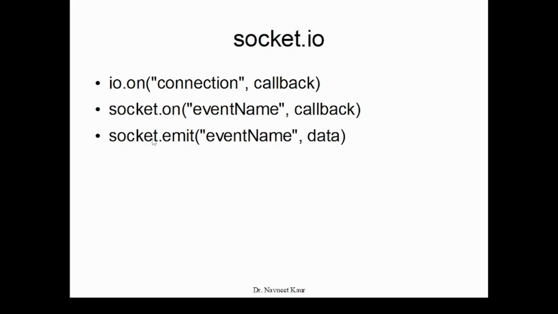The third one is socket.emit. Here also you have the first parameter as the event name, and the second one is the data. Emit means that you want to send data to any connected client, and the data is what needs to be sent.